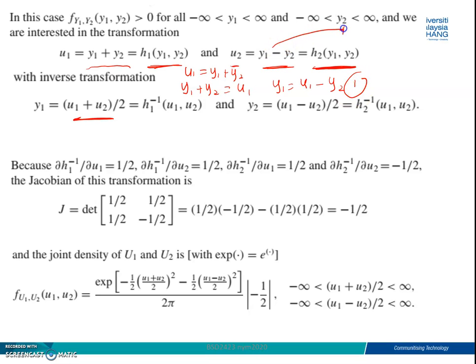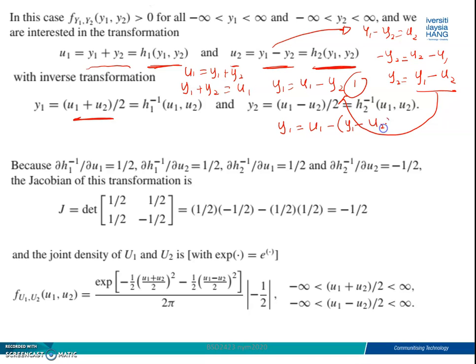From here, you can have y1 minus y2 equal to u2, and then negative y2 equal to u2 minus y1. Then I bring the negative to the other side, so I will get y2 equal to y1 minus u2. Here is y2, you put it inside here. When you substitute, you will get y1 equal to u1 minus (y1 minus u2).